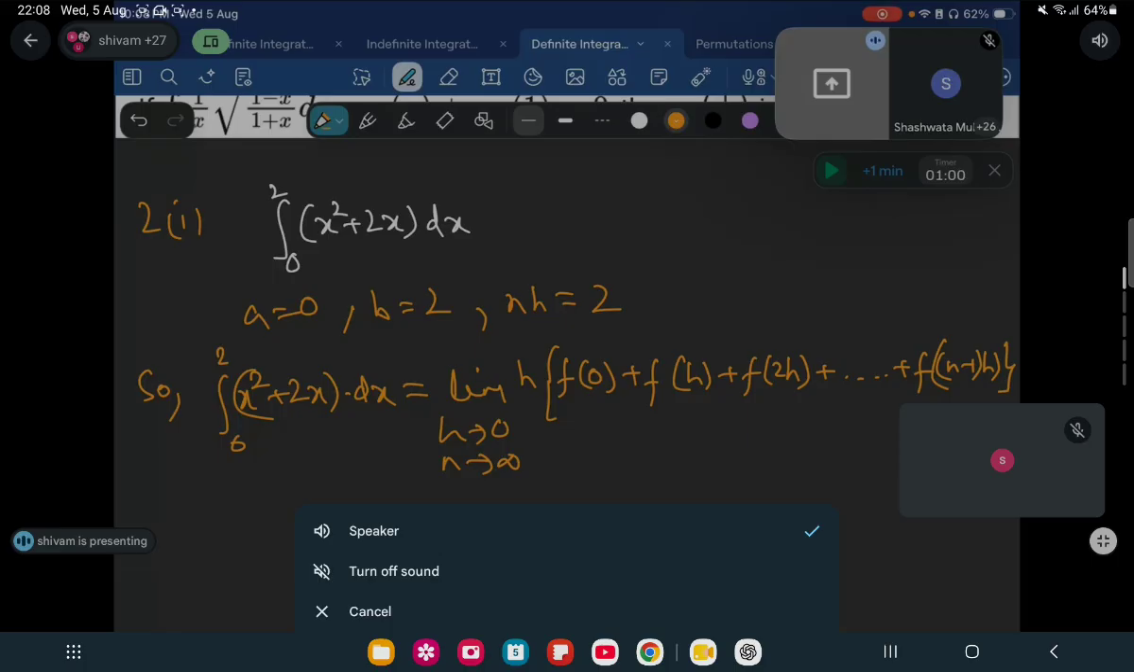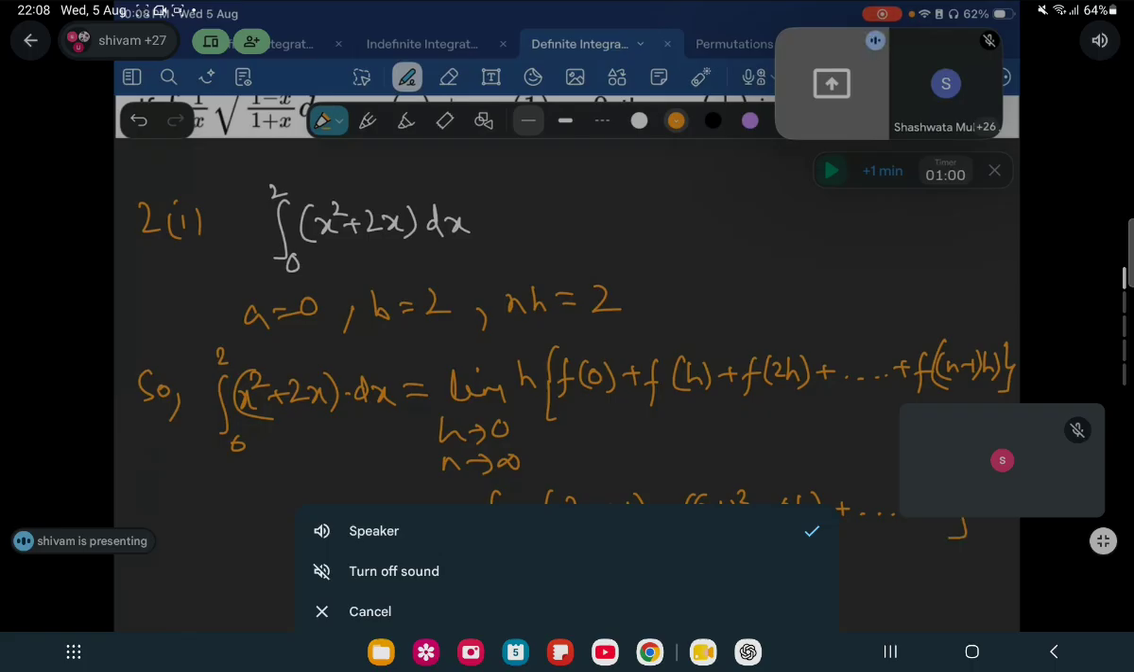So basically there are two series. Okay, pay attention. This will be limit h tends to 0, n tends to infinity. f of 0 will be equal to 0, so it will be 0 plus h square, and I'm writing the square separately. h square plus 2h, this will be the first term, plus (2h) whole square plus 2 into 2h, so 4h, plus dot dot dot dot.